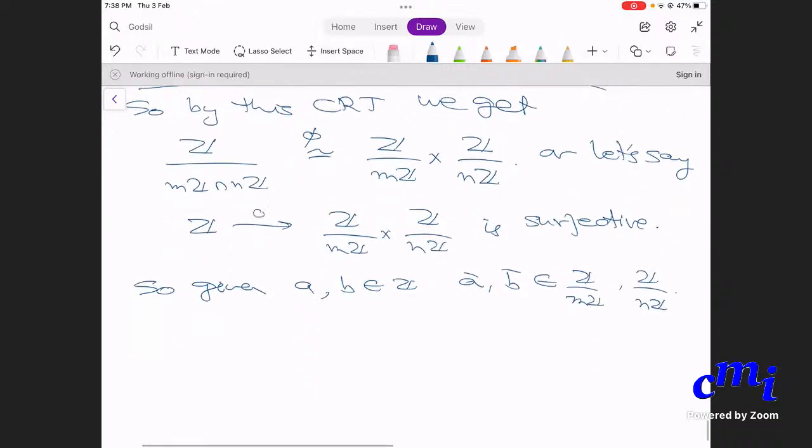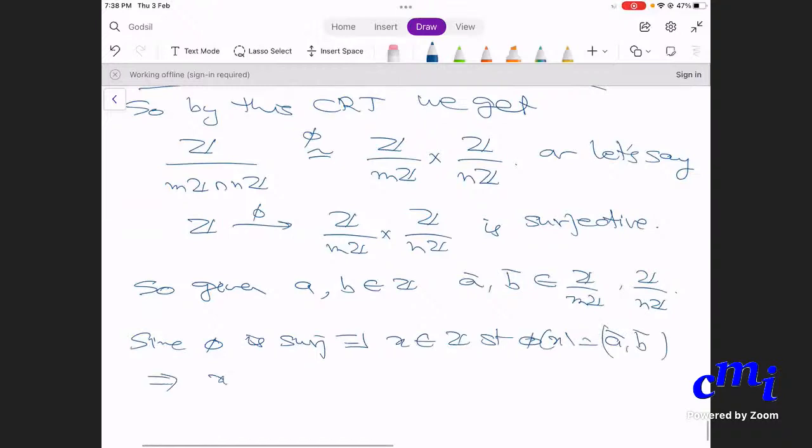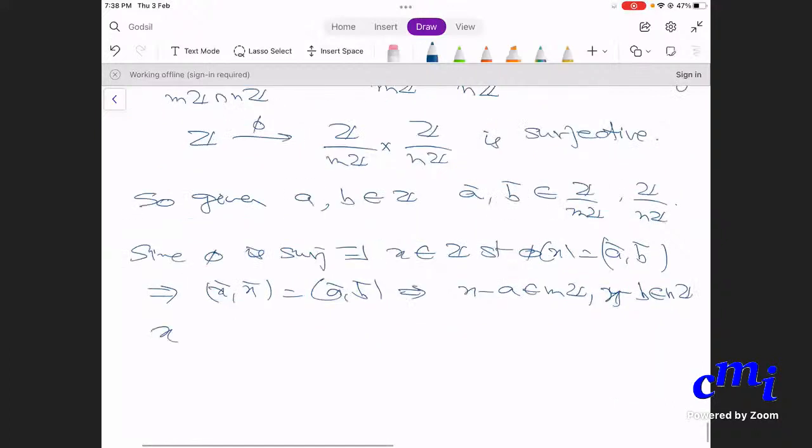And since this phi is surjective, there exists X in Z such that phi of X equals (A bar, B bar). This means that X bar equals A bar and B bar, which means X minus A belongs to MZ and X minus B belongs to NZ. That's just the same as saying X is congruent to A mod M and X is congruent to B mod N. So we have solved. So this general Chinese remainder theorem implies the classical Chinese remainder theorem.